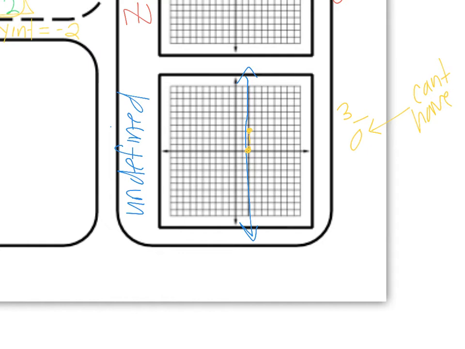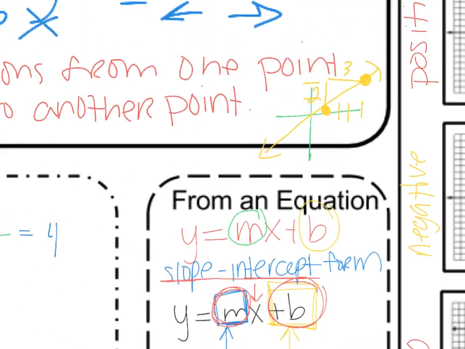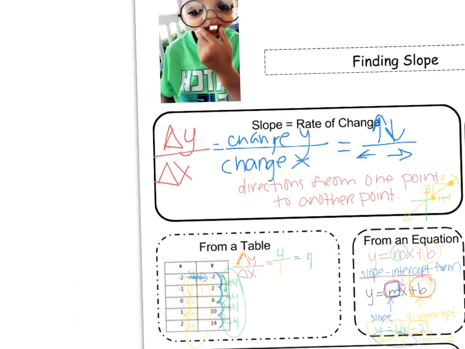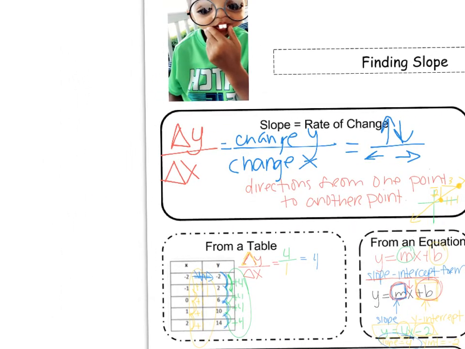This is considered an undefined slope because the rise over run, the change in y over change in x, the change in x is 0, and we can't have that. And that's another good thing to add up here to the top. So we say that the change in y is called the rise, and the change in x is called the run.